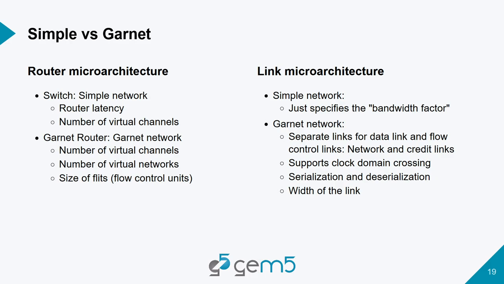On the link side, on the simple network, we can just specify the bandwidth factor. But on Garnet, there are separate links for data and flow control. So the network data and the credit links are different. It supports clock domain crossings across links, supports serialization and deserialization, and supports a particular width of that link. So you can have a flit size and a width of the link be different as well.